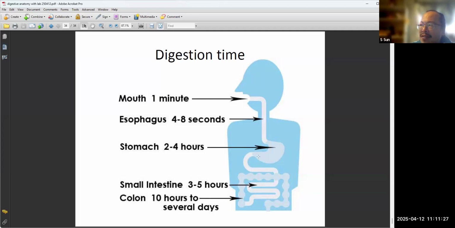And so by 4 hours, you move everything into the small intestine. Your stomach will be empty. And then the stomach will tell you that, okay, I'm done with my work. You start to eat. And so after a meal, after 4 hours, you will feel hungry again, then you get another meal. And that's it. All right, so let's go back to our lab.